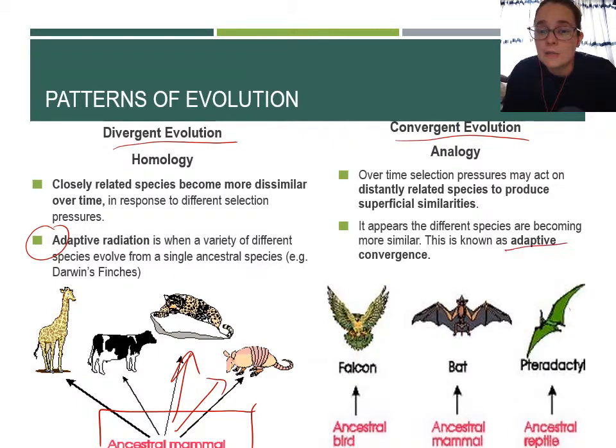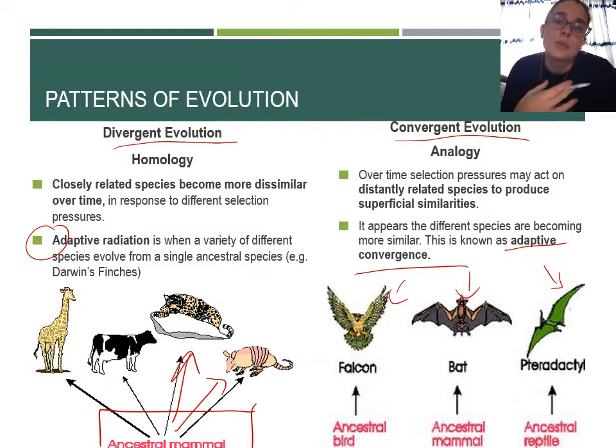Now this is adaptive convergence. All three of these animals have developed wings to help them do better and succeed and stay alive in their natural habitat, but none of them share a common ancestor. So genetically, they aren't related to each other, they don't have similar structures to each other, and yet they're all able to fly. So there are superficial similarities. They have things that do the same thing. In this case, they all have wings, they all help them fly, but they are not actually in any way related to each other.